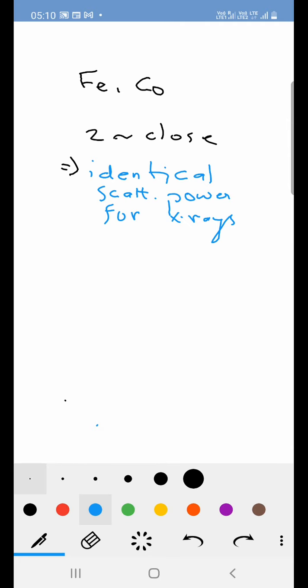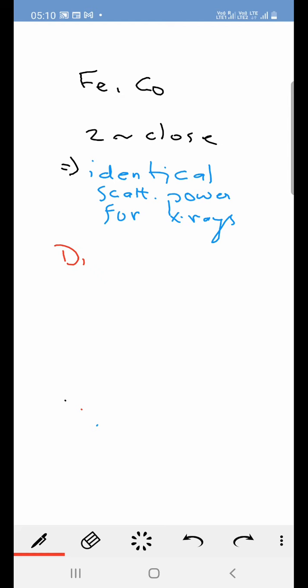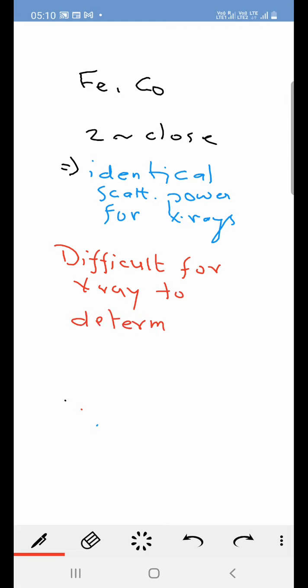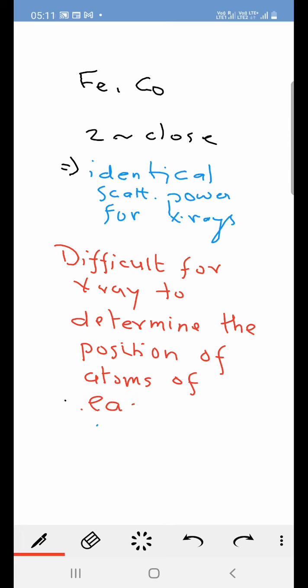So it is difficult for X-rays to determine the position of atoms of each kind, that means iron and cobalt.